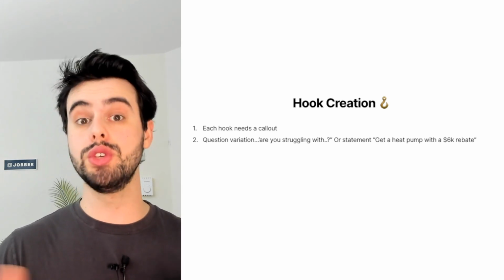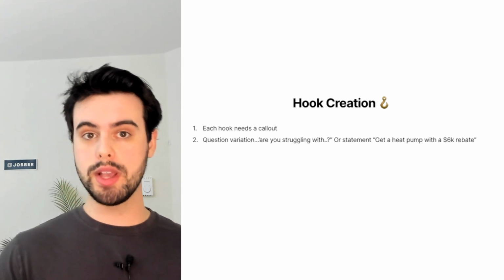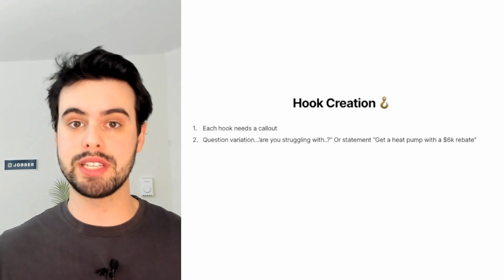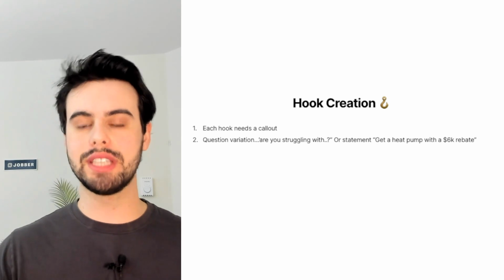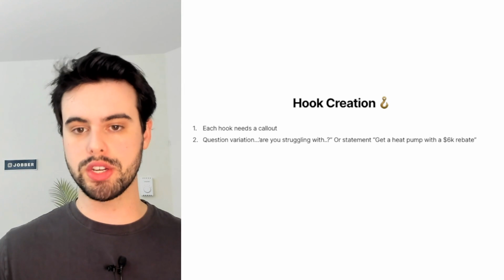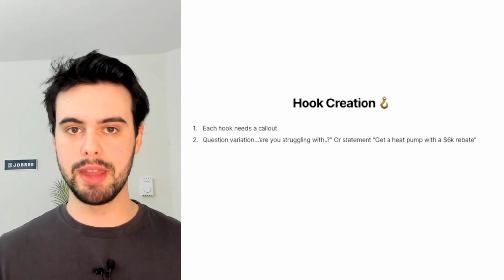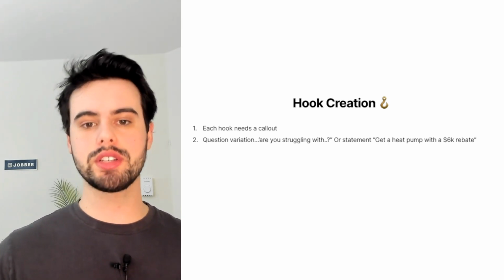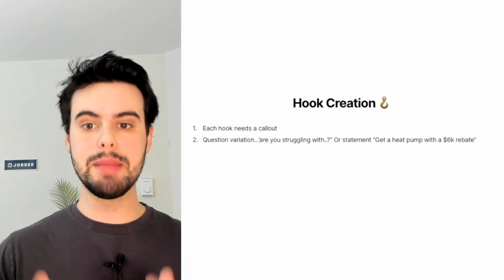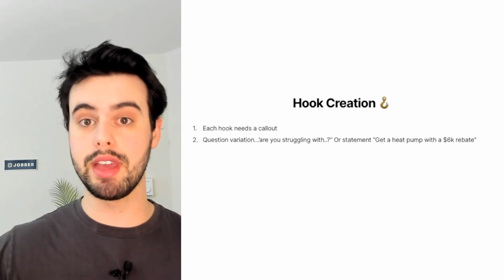There's a few variations you can do with this, right? I went over the question variation. So like, are you struggling with XYZ? Are you struggling with losing weight? Are you struggling with getting bad grades and studying for hours and hours and not getting any results, right? These are all different examples of what your target demographic could be struggling with. That's a question variation. Or you can do a statement, right? Get a heat pump with a $6,000 rebate. The statement is effective as well. I personally prefer the question variation, but the statement can also work pretty well and say, hey, get a heat pump with a $6K rebate. That kind of implies that you're selling to people who are in need of a heat pump or whatever that service is.